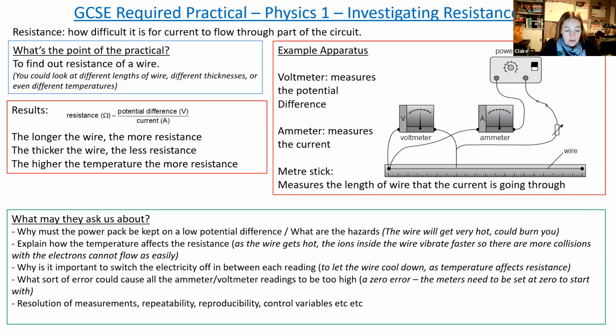Resolution of measurements, that's all your decimal places and how accurate it is to read. Reproducibility, repeatability. Control variables, I say your control variables will be, on this one, everything's got to stay the same. It will be using the same wires each time, same distance as well. Yeah, not many control variables, really. It's pretty straightforward with this one.